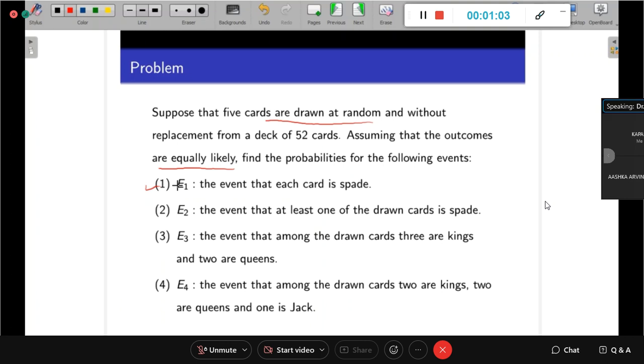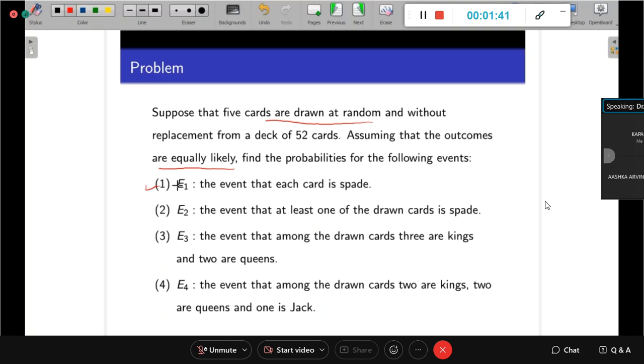The sample space is of finite length, and assigning equally likely probability is also possible, so everything is fine here. Each card has probability 1 by 52, that's the meaning of equally likely. Now, for the event that each card is a spade, you are familiar with the types of cards: how many spades, how many hearts, how many diamonds, and so on.